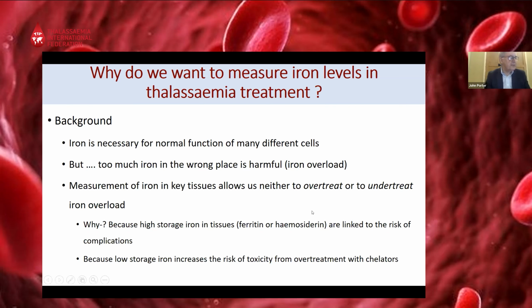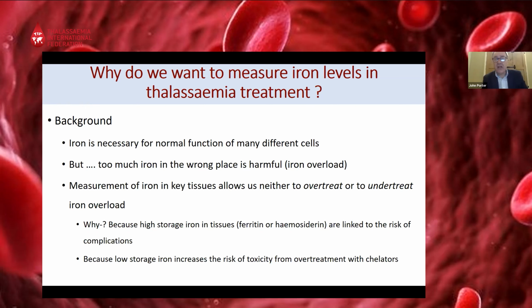We want, in the context of thalassemia, to estimate iron so that we don't overtreat and we don't undertreat. Now, actually, overtreating has been an issue right back to the 1970s. When Desferal was first introduced, people had problems with their vision and their hearing because of overtreatment. And we worked out an algorithm to minimize that. It's now fairly well established what you need to do, and you don't need to monitor quite so closely.